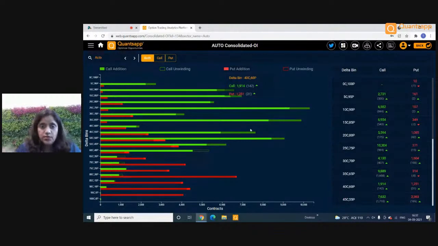Auto. In auto, we saw a bit of unwinding on the 60 call, but thereafter on all the strikes we saw good call addition coming up. Here the congestion is relatively higher, so you need to be very selective on the stocks part.